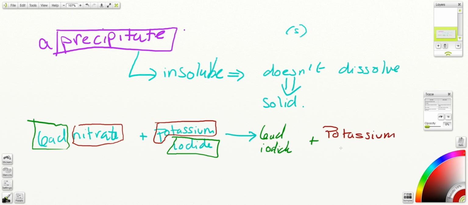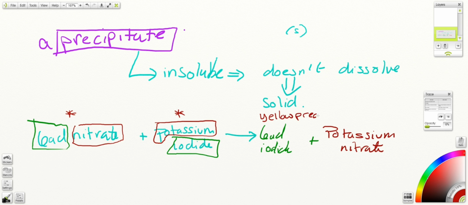Now in your exam they will tell you, for example, that the precipitate formed is lead iodide, so this is going to be your solid. What you've got to remember is these two are soluble in water, and a precipitate is formed when two soluble things react to form a precipitate. This one is the precipitate, it's the solid, it cannot dissolve, so it becomes a solid, and you can see it actually forms a yellow precipitate. So this will form a yellow precipitate.